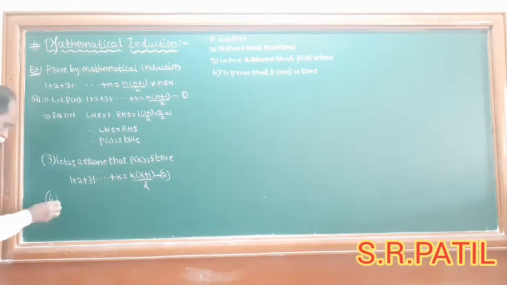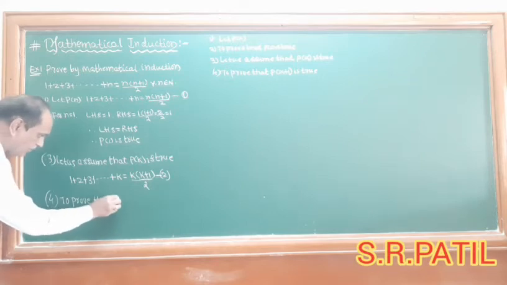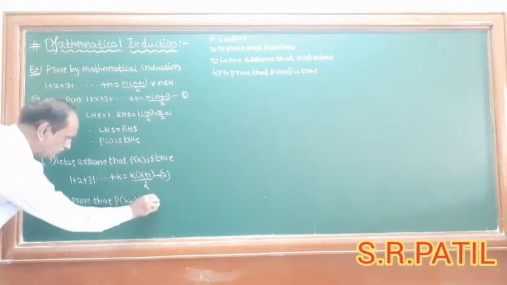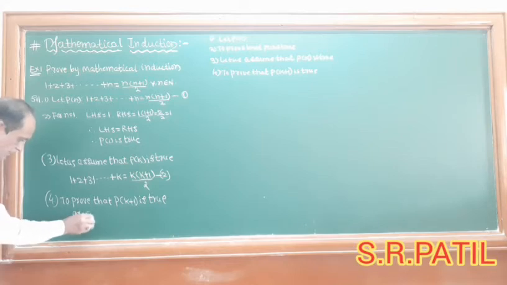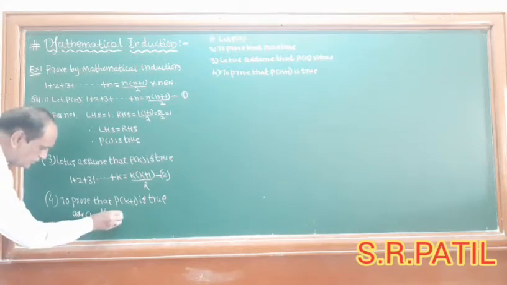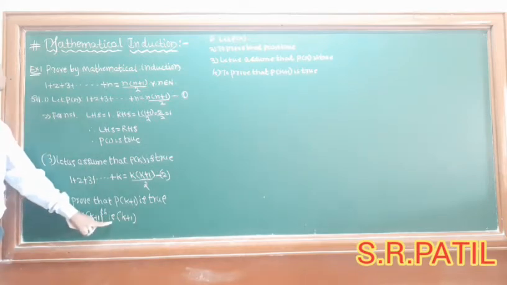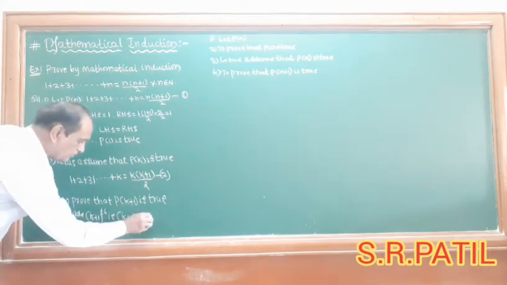The fourth important step is very simple: to prove that P of k plus 1 is true. To prove that P of k plus 1 is true, we add the k plus 1 th term, that is k plus 1, in equation number 2.